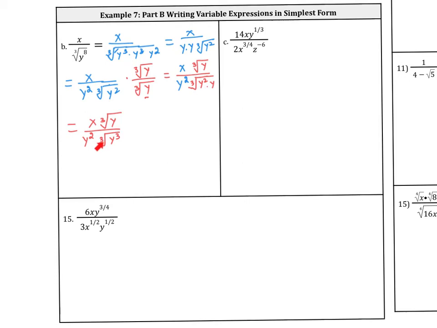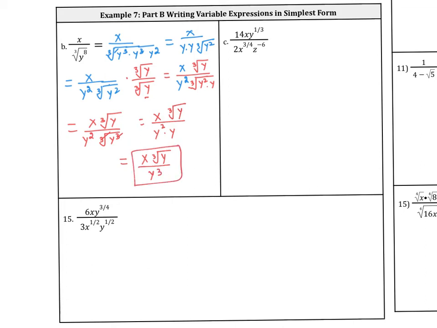Now this 3 and 1 over 3 cancel, so what we got is x times the cube root of y divided by y squared times y, so this is also free, and then the final answer is x times the cube root of y divided by y cubed.